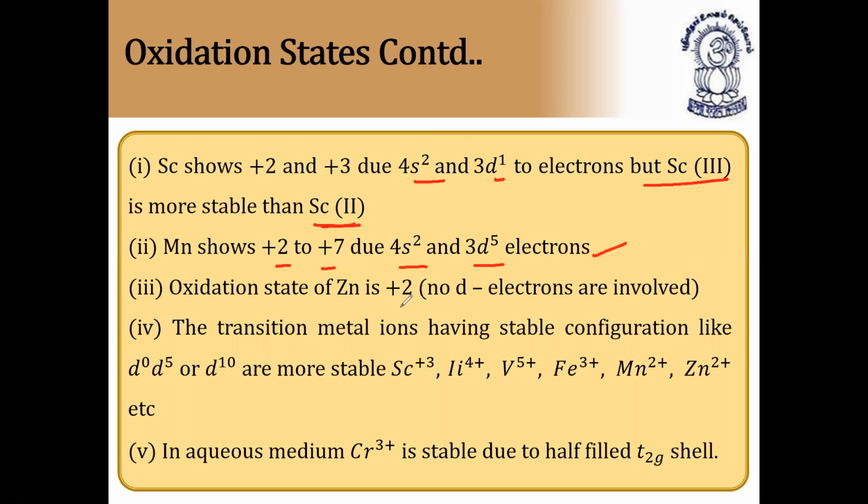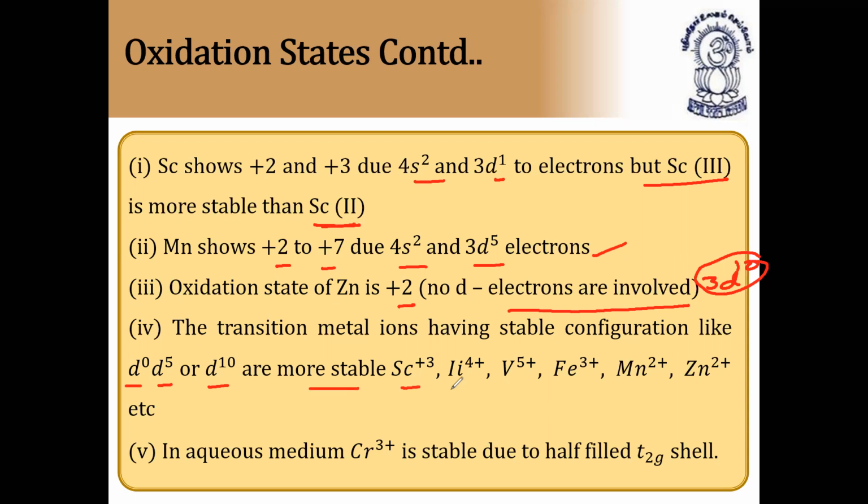The oxidation state of zinc is only +2, because no d electrons are involved, as it has a 3d10 configuration. So only one oxidation state is exhibited by zinc, that is +2. And transition metal ions having stable configurations like d0, d5, d10 are more stable.